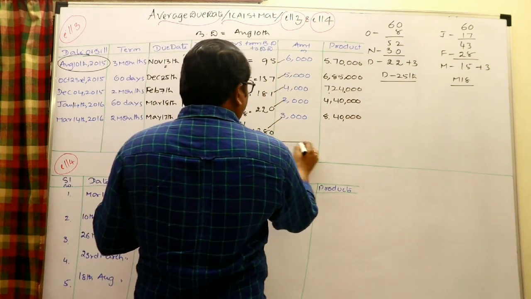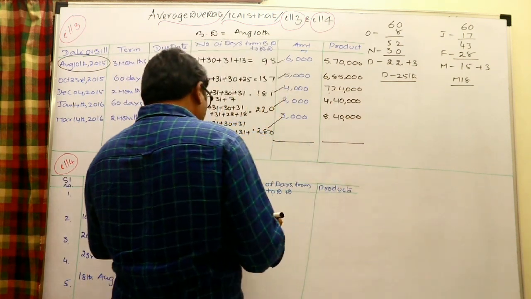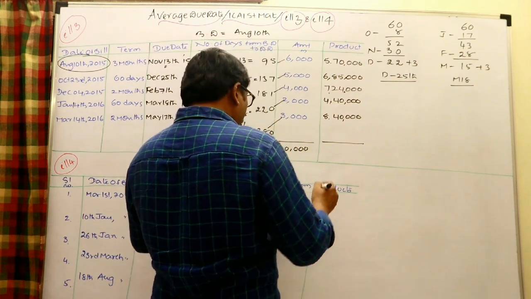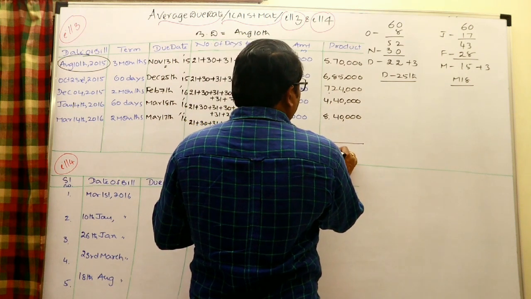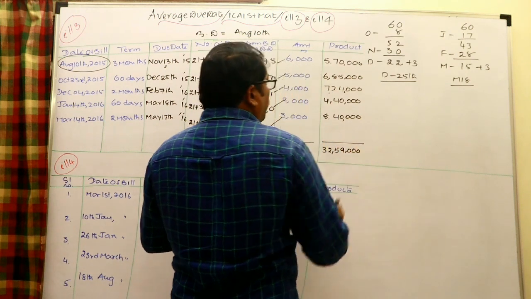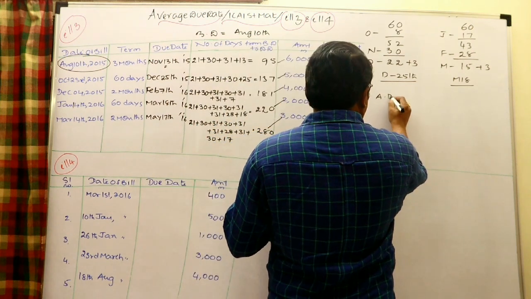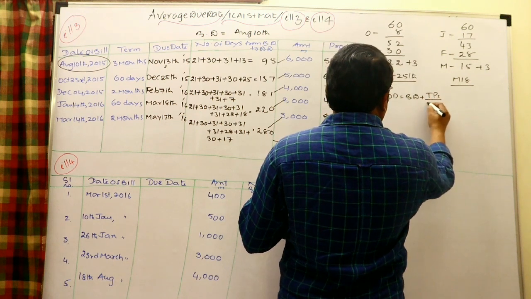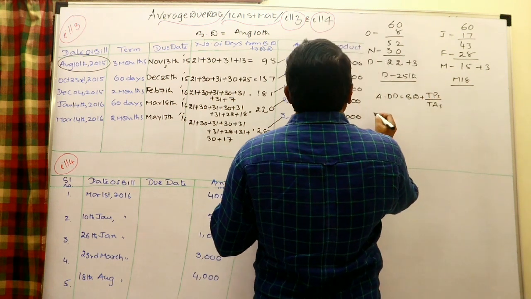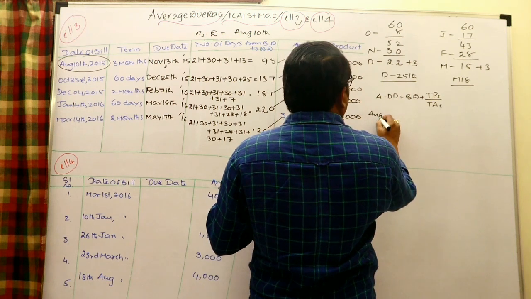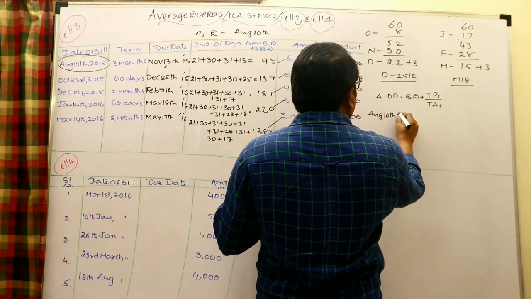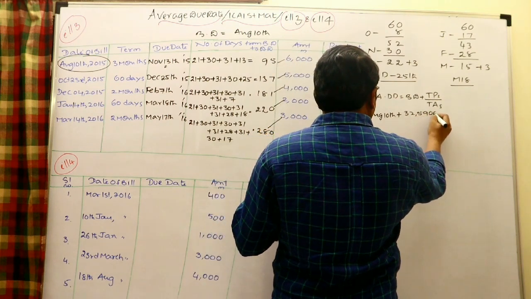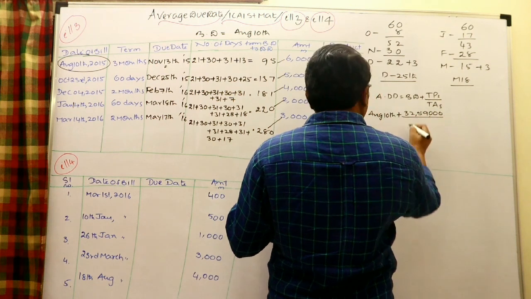Now we can say the total of amount as well as the total of product. Total of amount is 20,000 and the total of product is 32,59,000. Come to the average due date formula. Average due date is equal to base date plus total of products divided by total of amounts. And the base date we have selected as August 10th plus total of products 32,59,000 divided by 20,000.